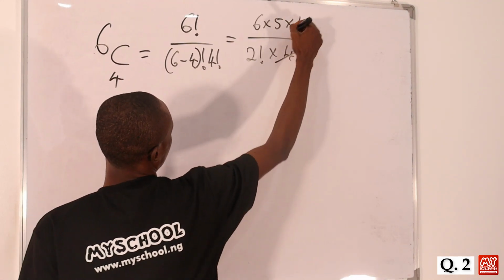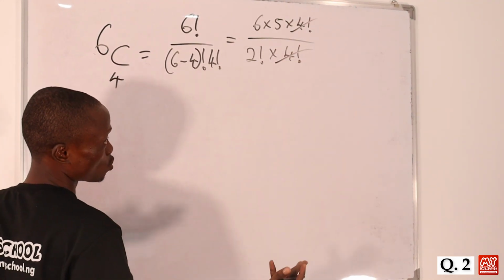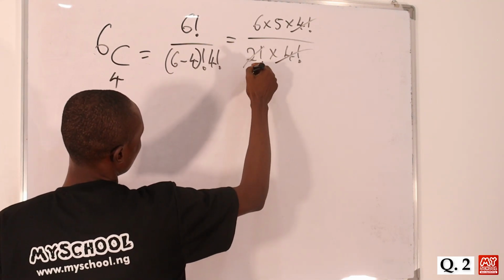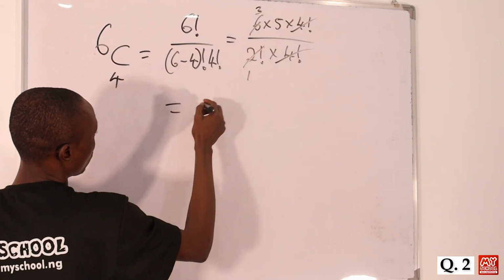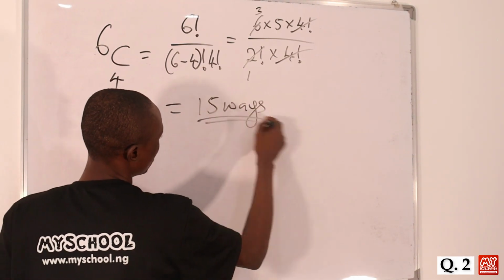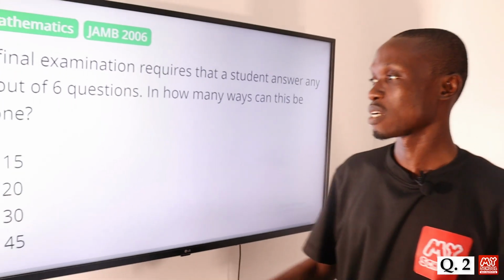So 4 factorial will cancel out 4 factorial. Of course, 2 factorial means 2 times 1, which is 2. So 6 times 5 over 2 gives us 15 at the end of the day. So the student can do this in 15 different ways. Let's return to the screen to pick the correct answer to this question, and that is option A.